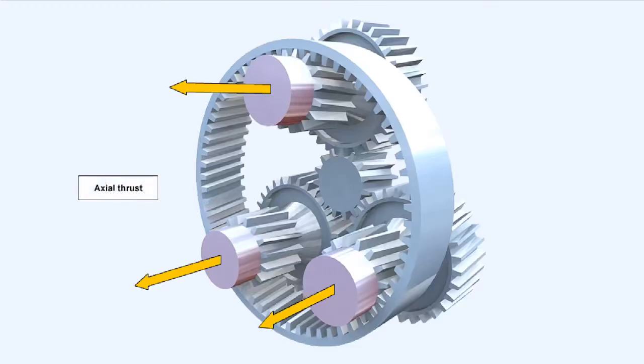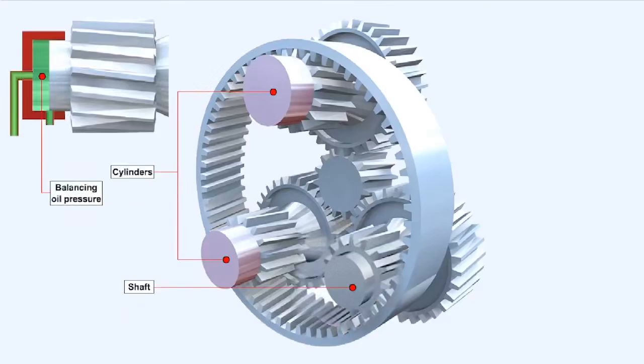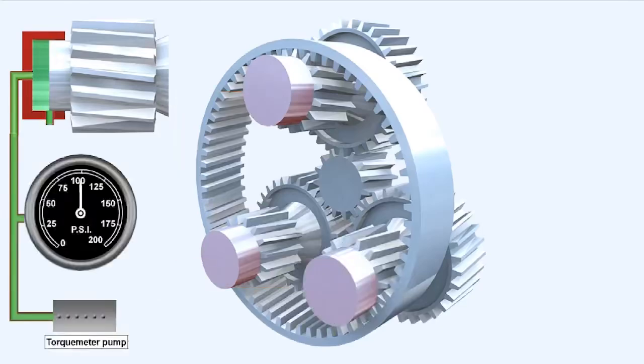The helical gear torque meter system depends upon the axial thrust which is developed when helically cut gears are used to transmit power through the propeller reduction gear. The shafts of the gears rotate within cylinders, and the axial thrust they develop is balanced by oil pressure trapped inside the cylinders. Torque meter oil pressure is transmitted to a gauge in the cockpit. The gauge is calibrated in pounds per square inch.